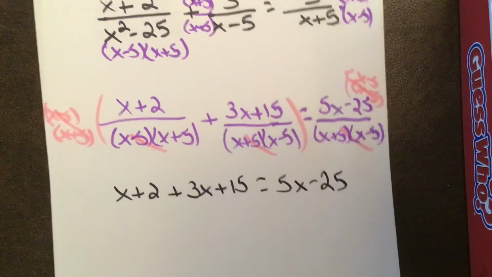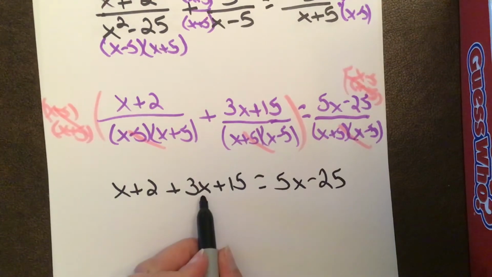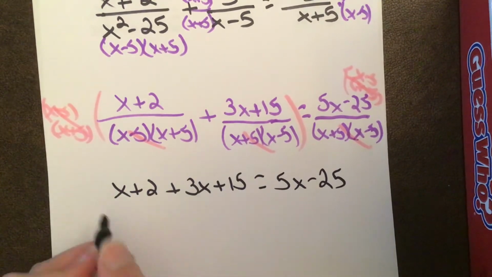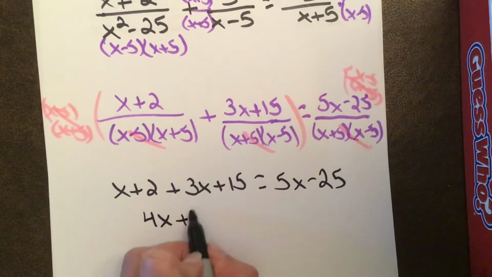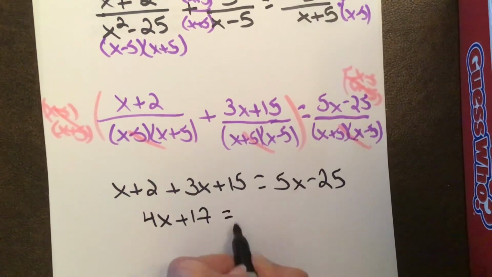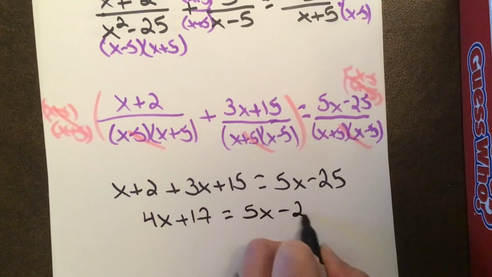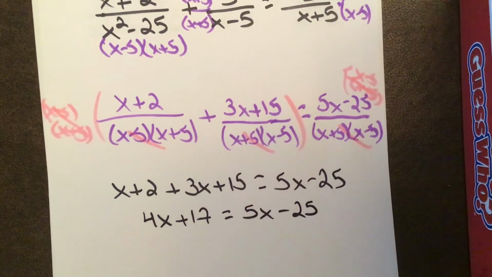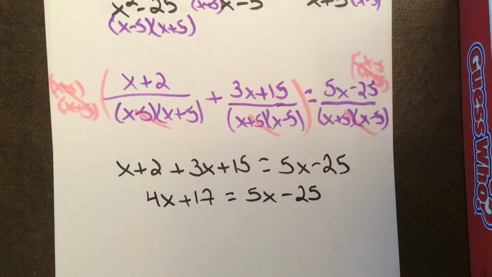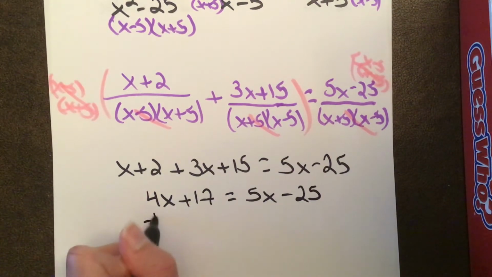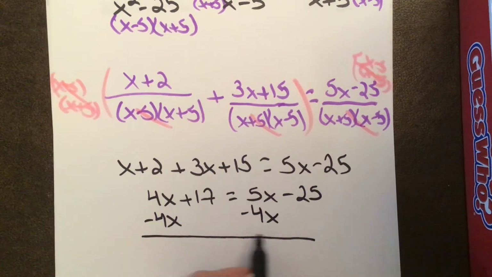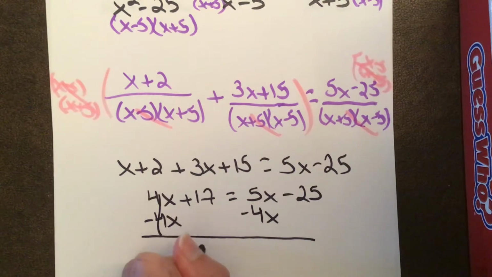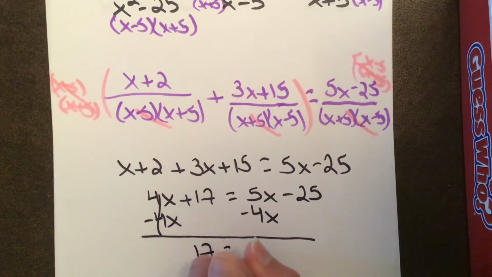Okay, so let's just clean this up a bit. Let's combine like terms. So x plus 3x, that's going to give me 4x, and 2 plus 15, that's going to give me 17. And then this is 5x − 25. There's no like terms to combine on that side. So now I want to get all the x's together, all the numbers together. So what I'm going to do is subtract 4x, because then that's going to leave me with a positive x over here. So I have 17 = x − 25.